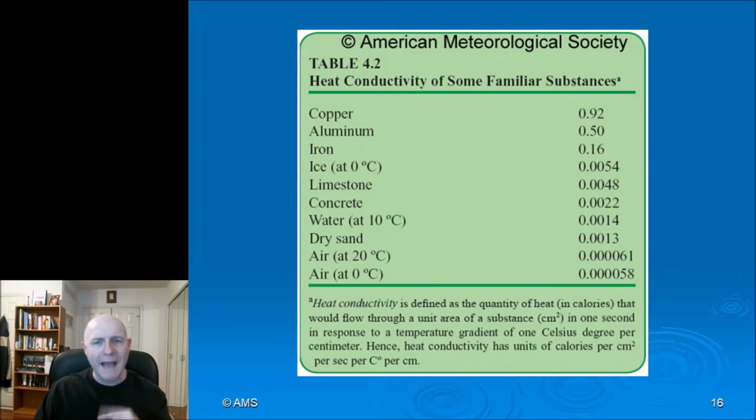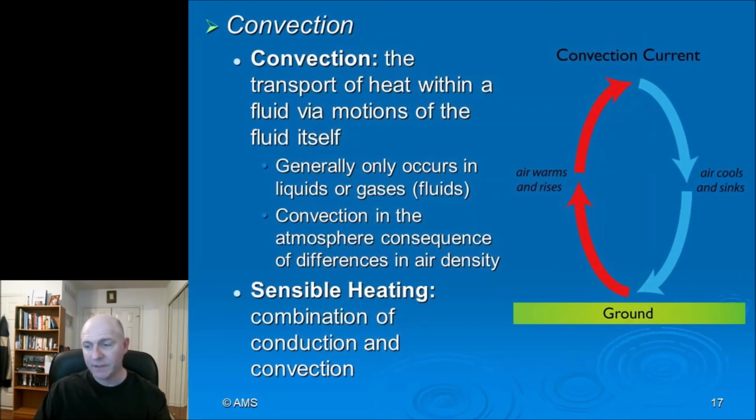But look how dramatically those numbers drop off toward the bottom of that chart. Dry sand, air at 20 degrees C, air at 0 degrees C. These do not conduct heat very well. If you think about what I said at the beginning of the course, the sun doesn't heat the air very much, and this is evidence of that. Most of the heating of the air comes from the sun heating the ground and then the ground heating the air above it. So again, the air is not very conductive of heat.